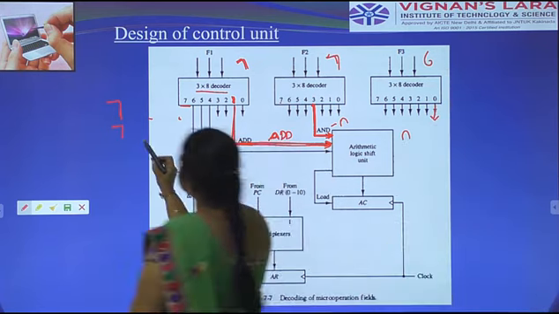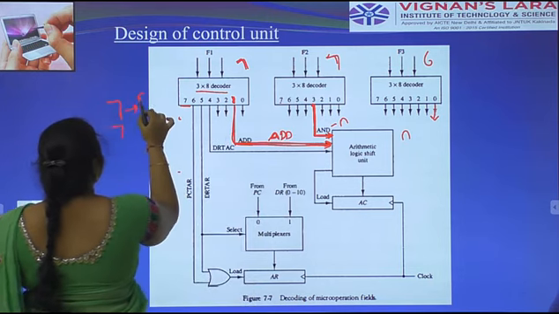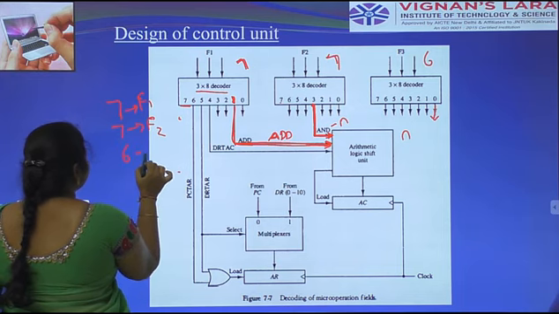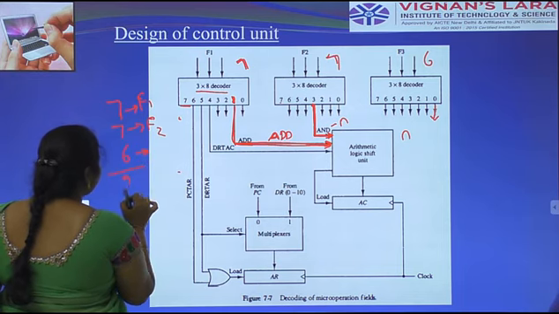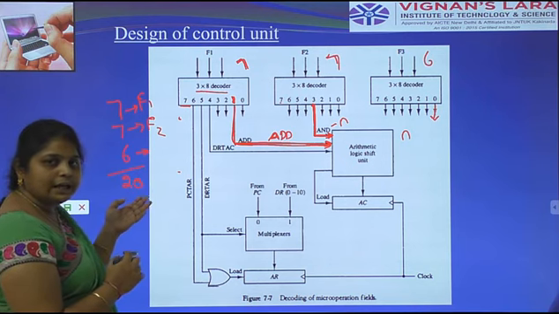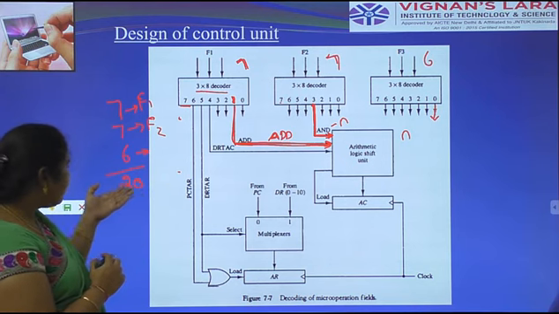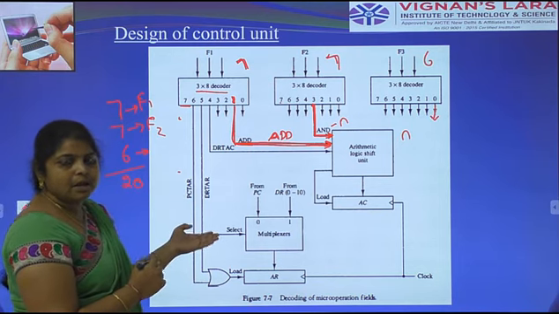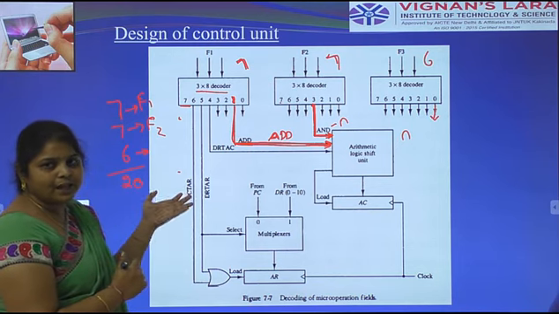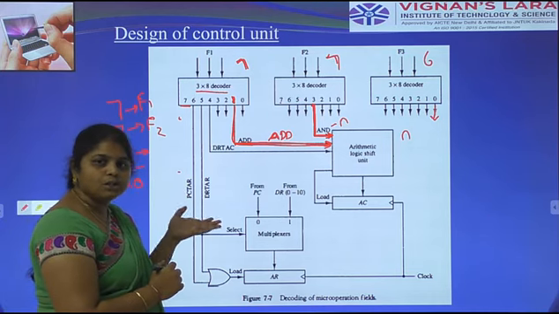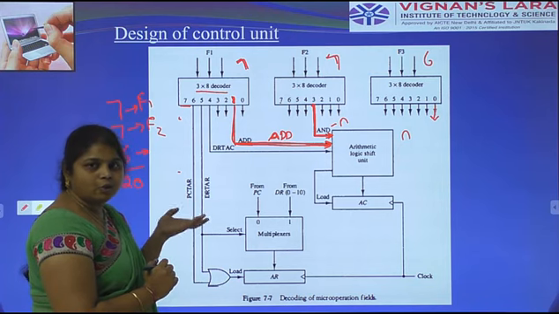Here in total, field 1 has 7, field 2 has 7 and field 3 has 6. Totally we have 20 output lines for those 3 fields. Out of 20 we have used only some operations because there is confusion about their connections. Internally in the hardware we can implement those 20 connections in the control unit.